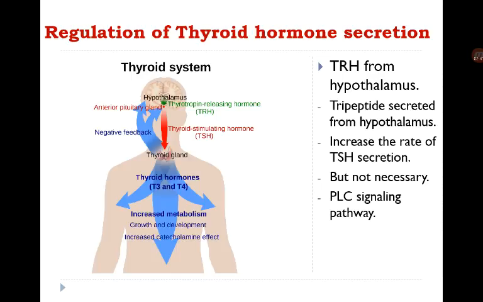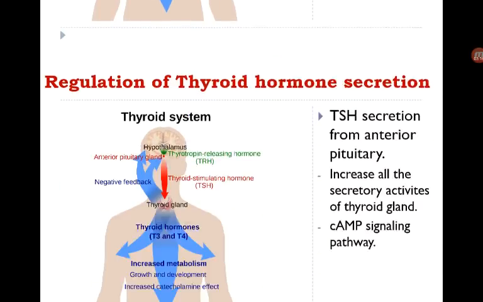A very important note regarding TRH is that TRH is not necessary for the activity of the TSH secreting cells. So without TRH, the anterior pituitary can secrete TSH by other stimuli like negative feedback mechanisms, as we see next. So TRH secreted by the hypothalamus activates the anterior pituitary to secrete TSH.